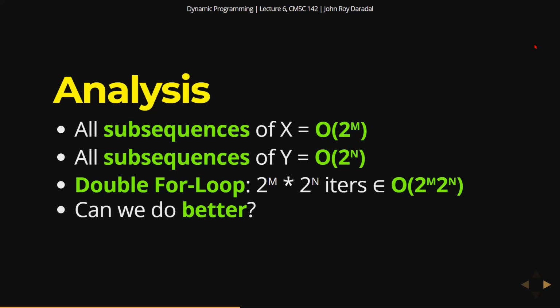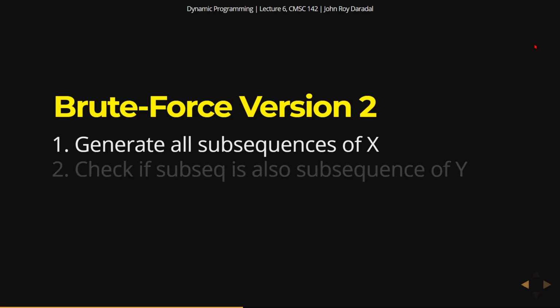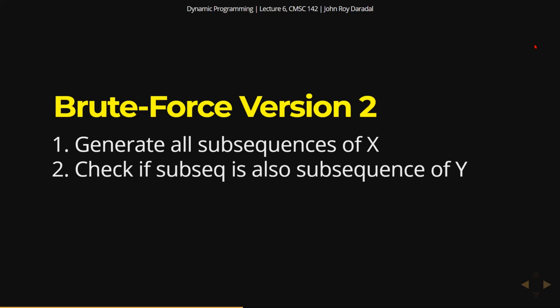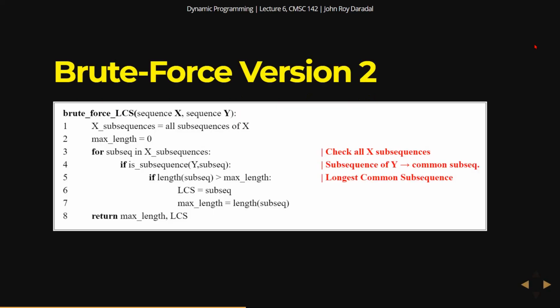So can we do better than this? Yes, we can. We can improve the brute force version. First, we can generate all subsequences of x, and then for each subsequence, check if that subsequence is also a subsequence of y. So we don't need to generate all subsequences of y this time. For all subsequences of x, check if it's also a subsequence of y, and then return the longest common subsequence.